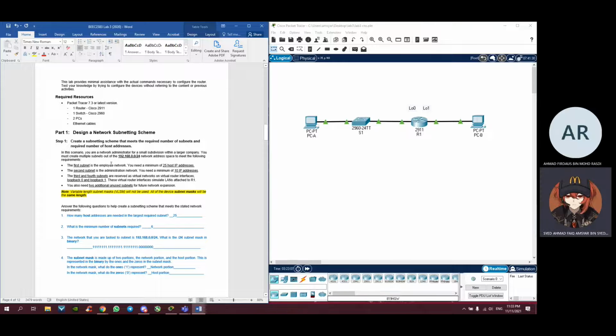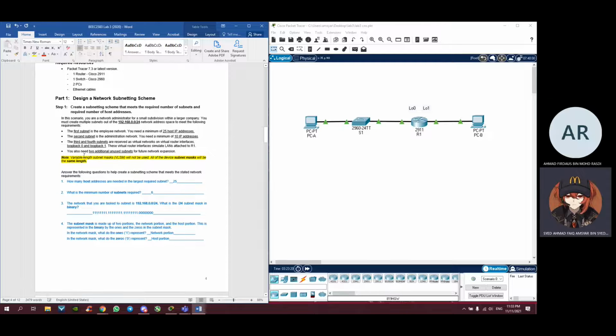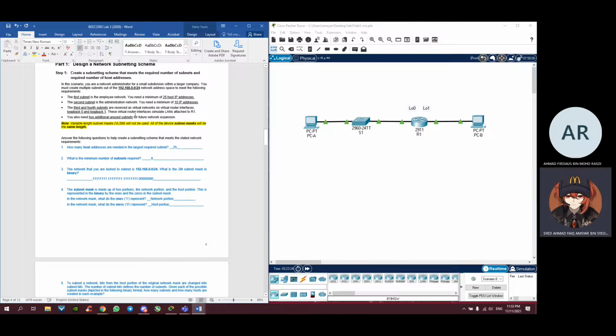The first subnet is the employee network, minimum 25 host IP addresses. Second subnet, administration network, minimum 10 IP addresses. Third and fourth subnets, reserved for virtual network interface, loopback 0, okay. And also two additional unused subnets for future network expansion. Okay, so here is the scheme.